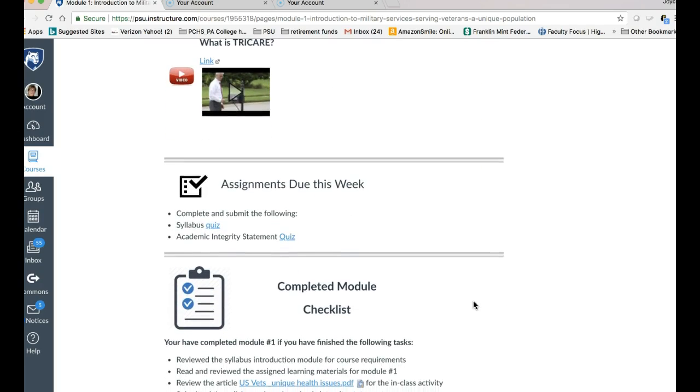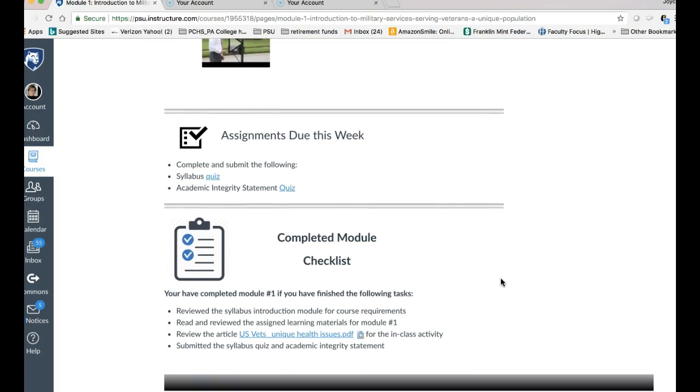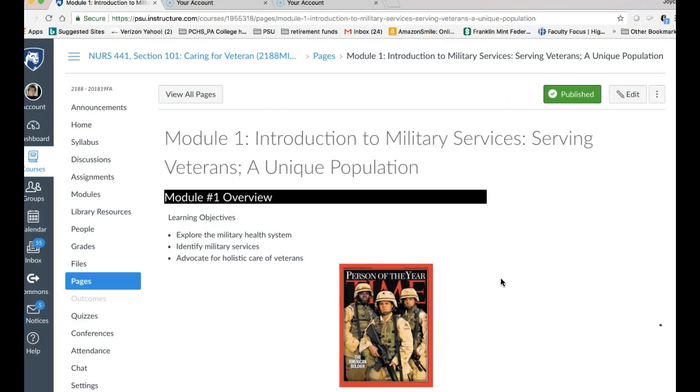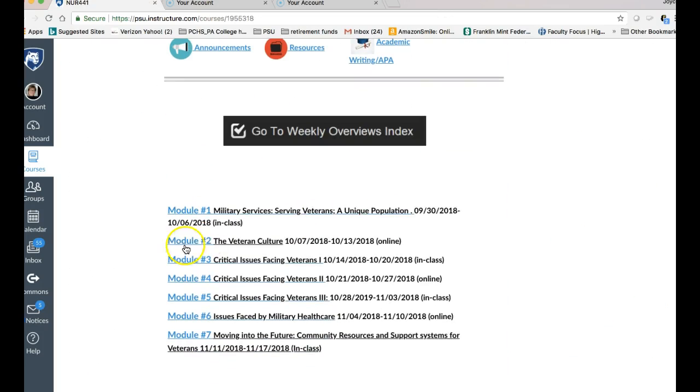Continue to scroll down. You'll see assignments that would be due for that week and the completed module checklist to help you be assured that you did everything you needed to do for the week before you move on to the next module. So since we're doing modules 1 and 2, let's go back to the home page and click on Module 2.